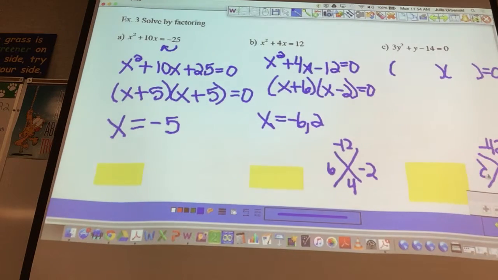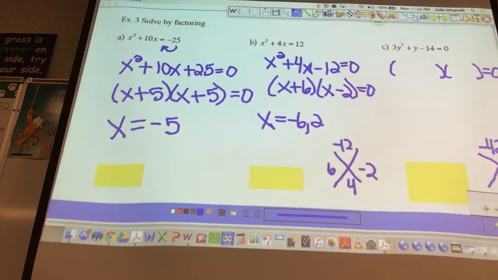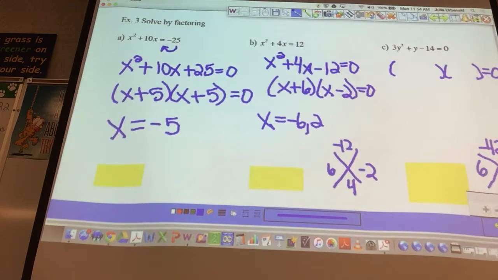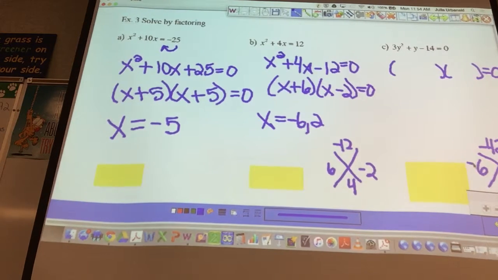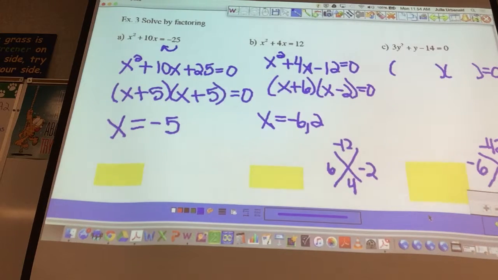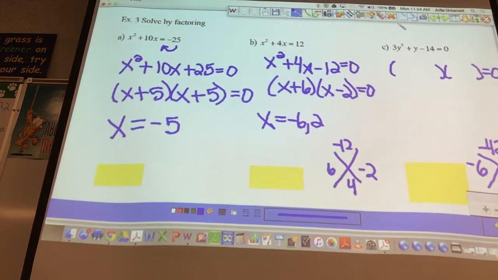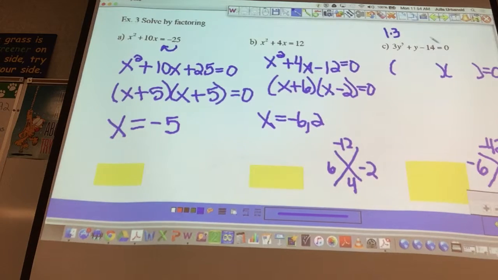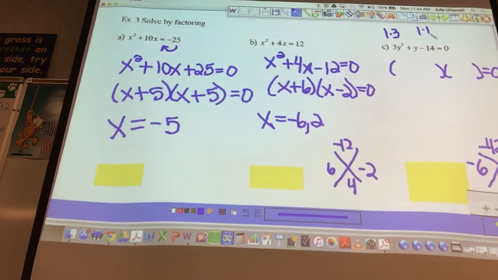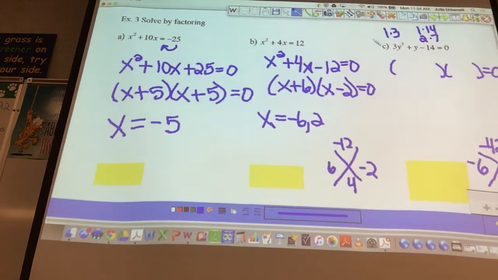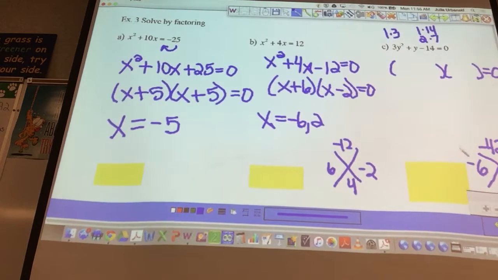So it's 6 and 7, but since it's a positive 1, that means the smaller number has to be the negative one. Now this one's not so easy. You can't just make it negative 6 and positive 7. It won't work because the 3 was in front. So what we have to do is consider 1 times 3, and we have to consider 1 times 14 and 2 times 7.